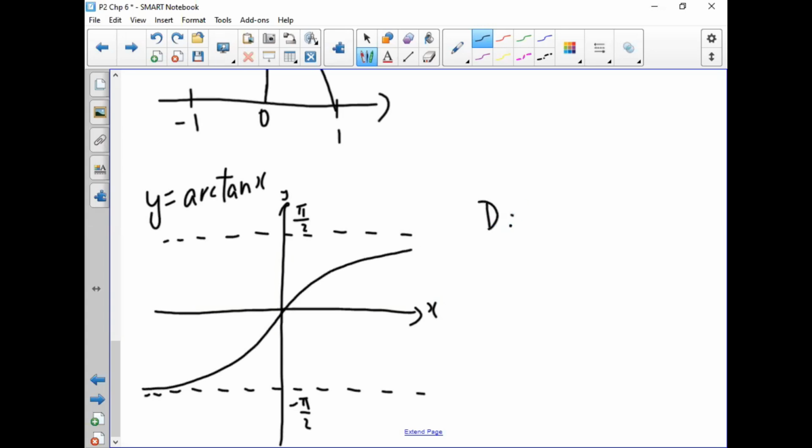Domain, the domain is x belongs to all real numbers, because you can see in terms of x it is spanning all the way from the very left to the very right. For the range, we are limited between minus pi over 2 and pi over 2, but we cannot include pi over 2 and minus pi over 2 because they are asymptotes. So we're going to say minus pi over 2 is less than f of x, and less than pi over 2, not including means no equal in the inequality.